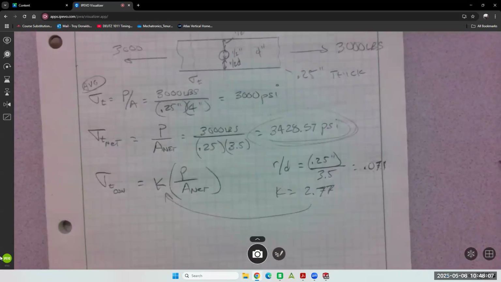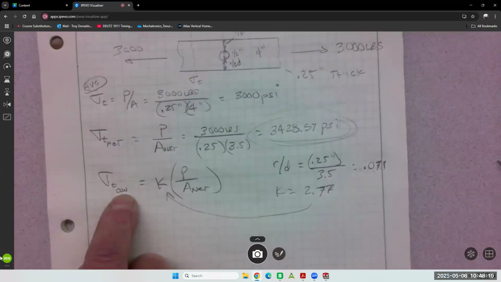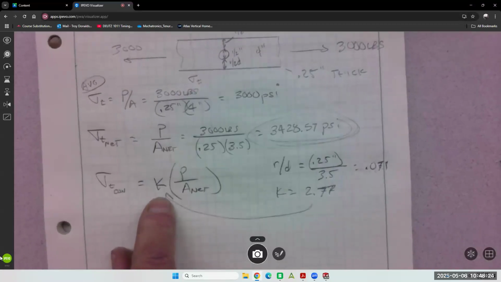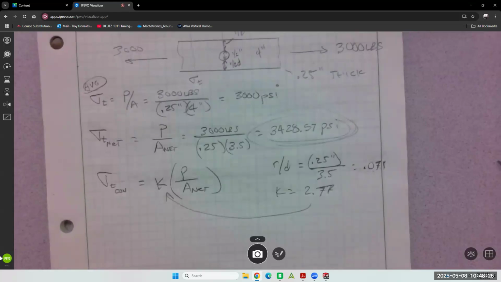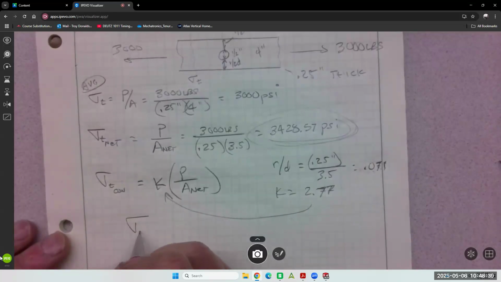On the stress of T, what's under that? Concentration. Yeah, you can put anything you want in there. I should have written the whole thing out probably. You say K is unitless? K is unitless, yep. So 3428.57, enter 2.77 times. That gives us 9,497. So there's no formula for that graph, it's just refer to the graph.